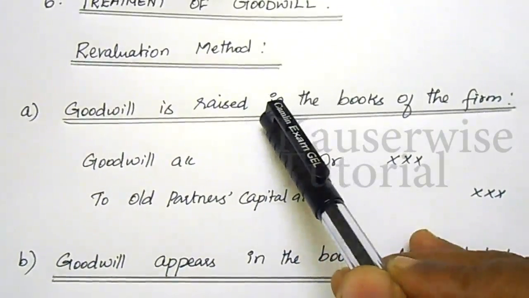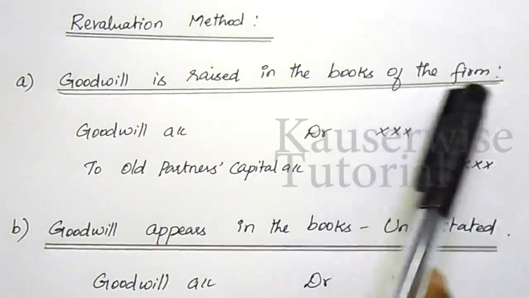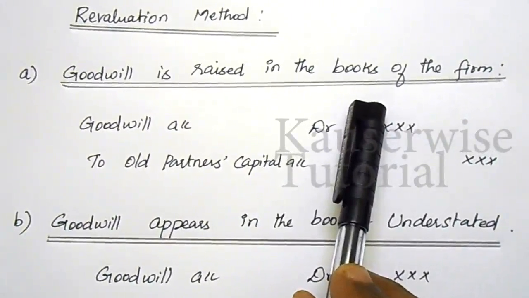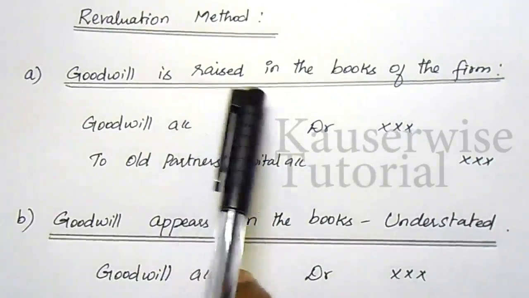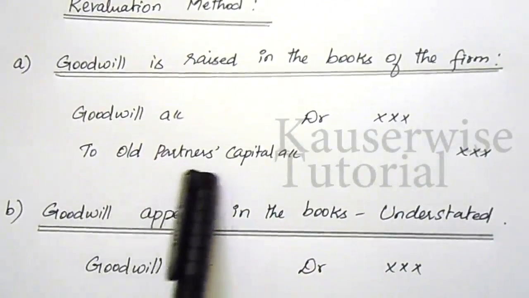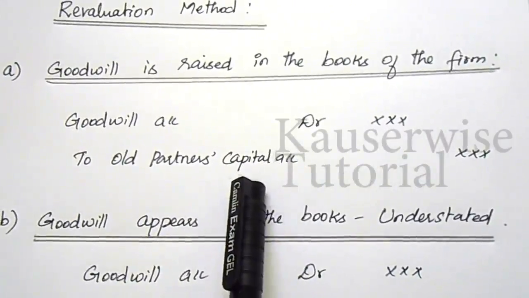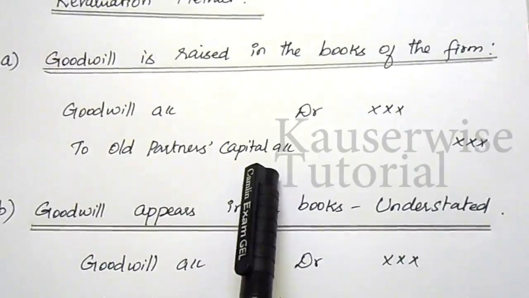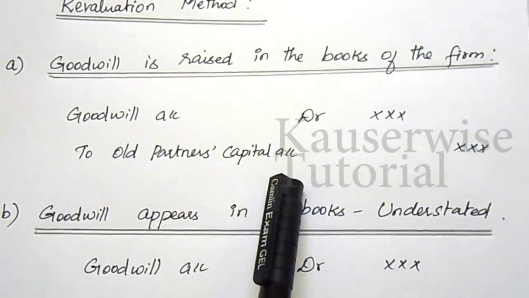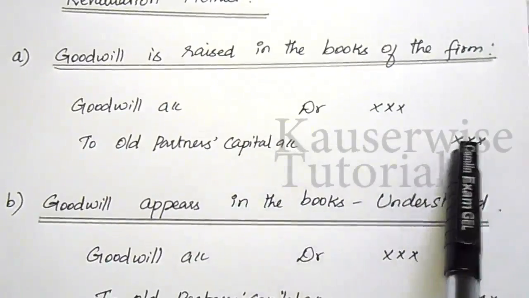Under the revaluation method, there are three different scenarios. The first one is goodwill is raised in the books of the firm. Already in their books of accounts, that is in the old balance sheet, there is no value of goodwill. Now they are going to raise goodwill in the books of the firm. In such a case, the entry for the transaction is goodwill account debit to old partners' capital account. This amount will be transferred to old partners' capital account according to their old profit sharing ratio. In their balance sheet you cannot find any goodwill value. Now they have raised goodwill, so the entire amount will be transferred to old partners' capital account.